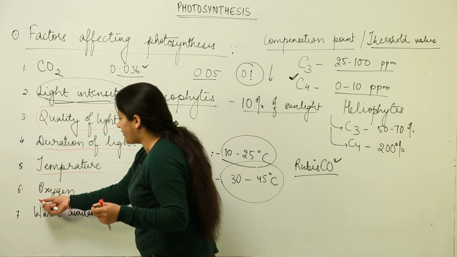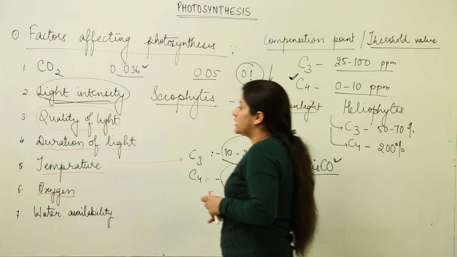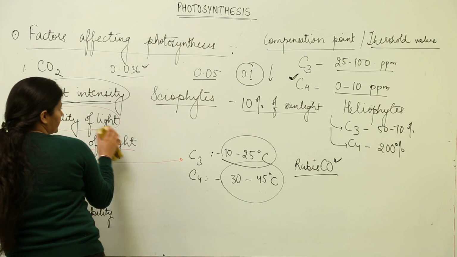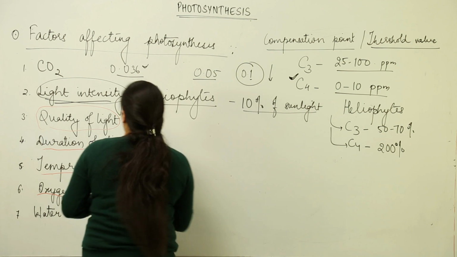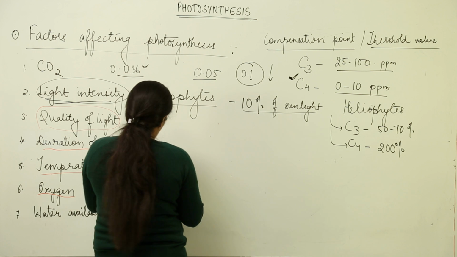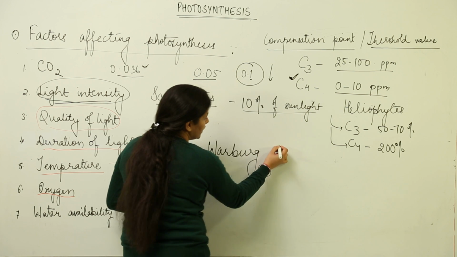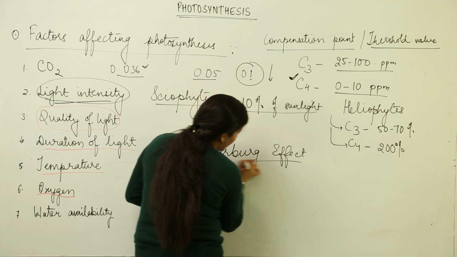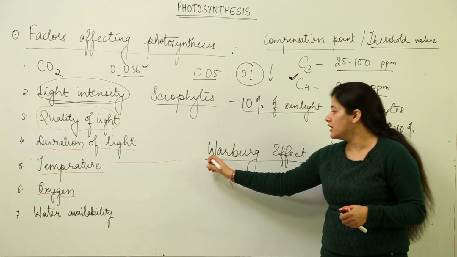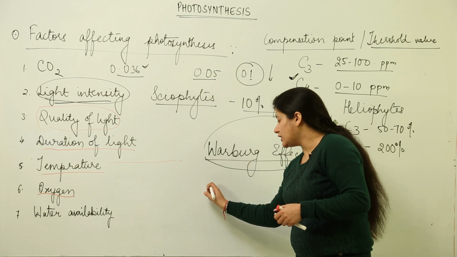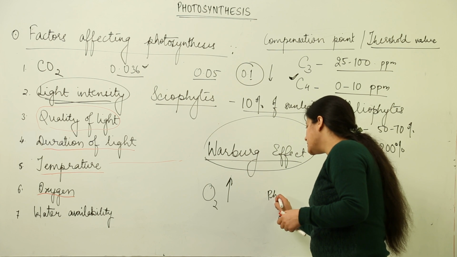Then we have another factor, that is oxygen. Though oxygen is believed to have minimum effect on the rate of photosynthesis, we have a term over here that you have to remember, that is Warburg effect. The name is sounding quite amusing, that it must be a very great effect that we are going to study, but simplest, that when the concentration of oxygen is quite high, the rate of photosynthesis would decline. This is Warburg effect, which says that if the oxygen concentration is very high, the rate of photosynthesis would decline.